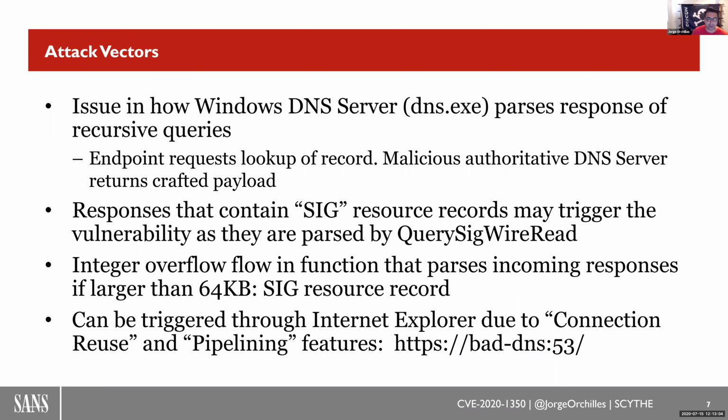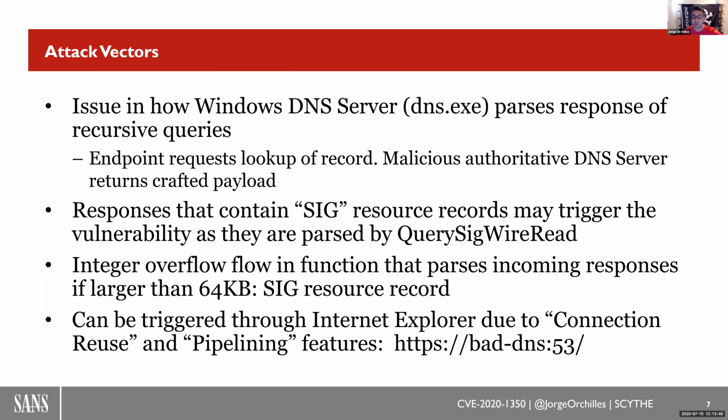So the attack vector. The issue is with the DNS server service, DNS.exe, and in the way that it parses the responses that come in from recursive queries. So again, your endpoint requests to look up some record. It goes to your Windows DNS server, which is configured automatically on your system, right? Everyone has a DNS server configured. If that Windows DNS server does not know the answer, it will then ask, if recursive queries are enabled, which they most likely are. It will ask the next server and the next server.